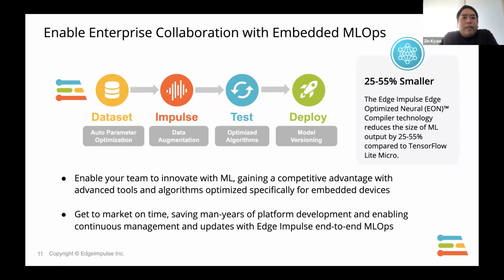So we're also enabling enterprise collaboration with what we're calling embedded ML ops. And ML ops is actually an actual discipline these days. And at Edge Impulse, we are answering the bell in terms of how, as an enterprise, you can have a seamless workflow that allows your teams to manage your embedded ML projects. So we're talking about larger teams, comprising of engineers, data scientists, developers.